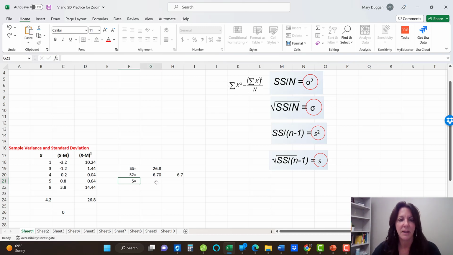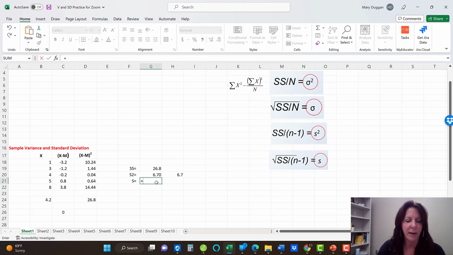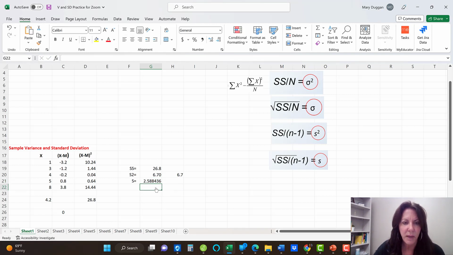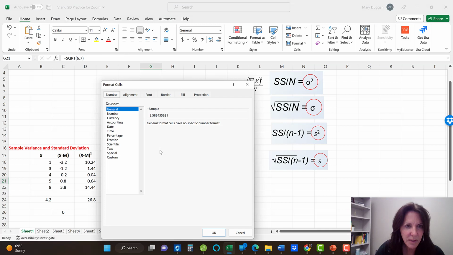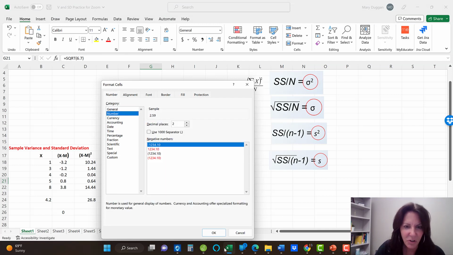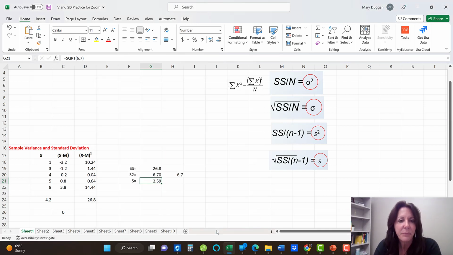So we can do this. I'm doing it with Excel; you could do it with a calculator. Square root, and then I double click it, and I punch in 6.7, and I hit return, and that gives me a standard deviation. Hold on, you know me, I've got to format these cells to be 2 digits because it'll drive me crazy otherwise. Okay, so our standard deviation in this case is 2.59.